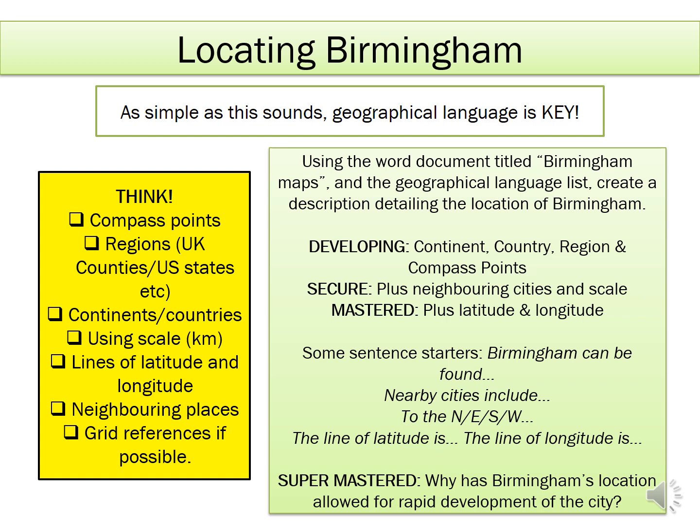You can either just focus your attention on the list and make it from that, or you can use the sentence starters that are in the green box. Work your way through the developing, secure, mastered version. That just tells you the things we would expect from each level of what you want to get in terms of your MG. If you finish that and you want to challenge yourself even further, you can do the super mastered question. So why has Birmingham's location allowed it to rapidly develop in the way that it did?